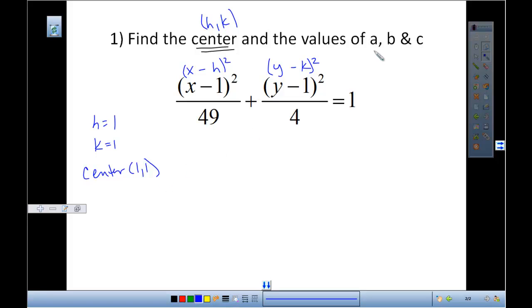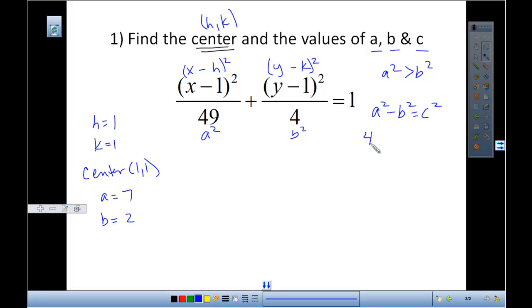Now to find the values of A, B, and C, we need to remember the relationship. We know that in an ellipse, A squared is always larger than B squared. So this tells us that A squared has to be 49, therefore A has to be the square root of 49, or 7. And B squared has to be 4, and therefore the square root of that is going to make B 2. We also know that to find C, the relationship in an ellipse is that A squared minus B squared equals C squared.